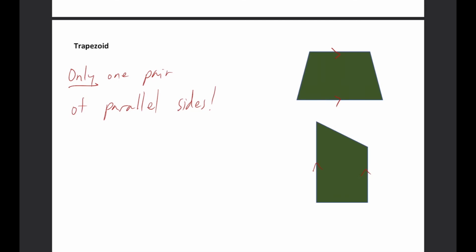Now that's enough for 5th grade. 6th grade, you need to know one more thing. Something else that's very, very important. The parallel sides of my trapezoid, very, very important, are called the bases. So the bases of my trapezoid are the parallel sides.